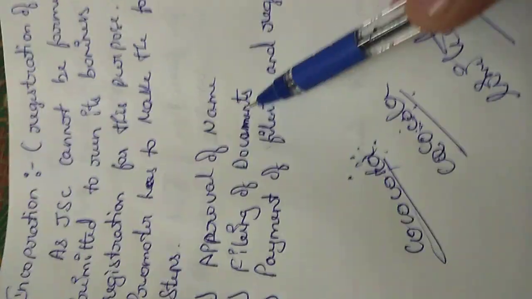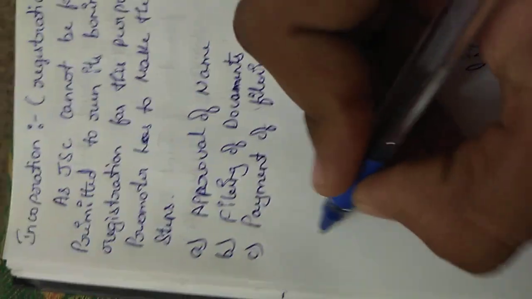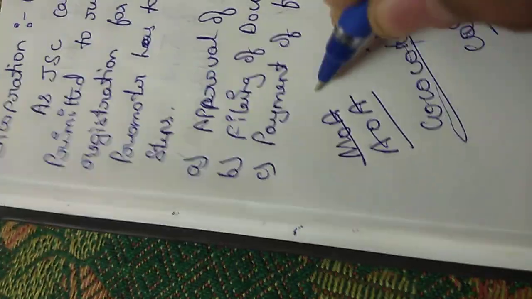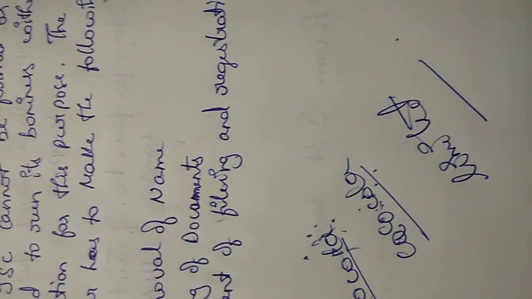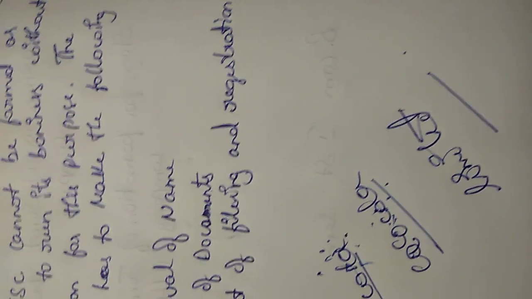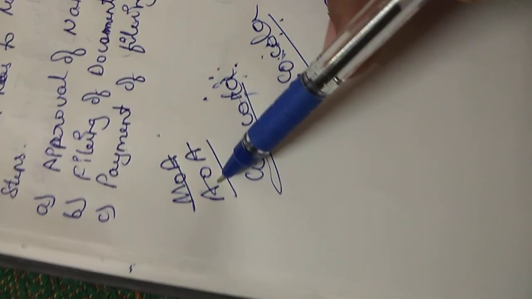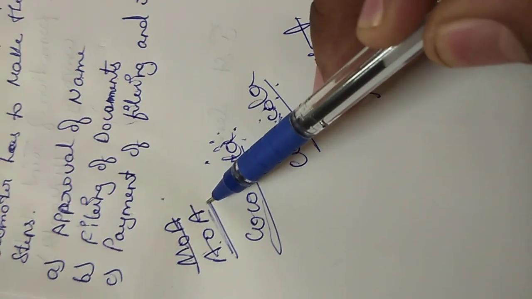Now, filing a document. Here we require MOA and AOA: Memorandum of Association and Articles of Association. MOA is a fundamental document required while incorporating the company. And AOA, Articles of Association, contains the rules and regulations of the company.